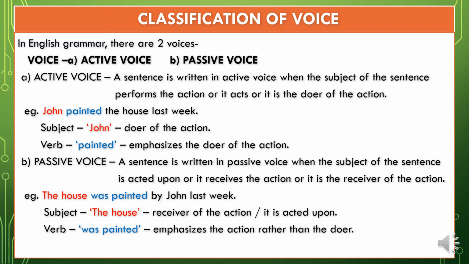The house was painted by John last week. Here, what is the subject? The house. Then the verb is was painted. Okay, now is the house, the subject, the doer of the action? No, the subject is not the doer of the action here. So the action has been performed on the subject, or the action has been acted upon the subject, the house. Here the verb was painted emphasizes the action rather than the doer.